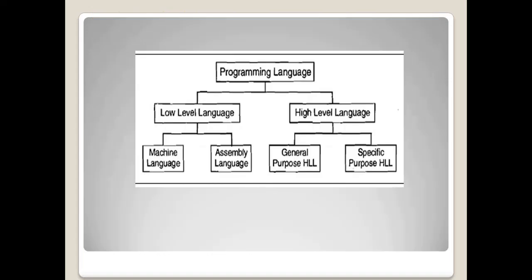So this diagram shows the classification. Programming language is classified into low level language and high level language. Again, low level languages are two types: machine language and assembly language. And high level languages are classified into two types again, that is general purpose high level language and specific purpose high level language.